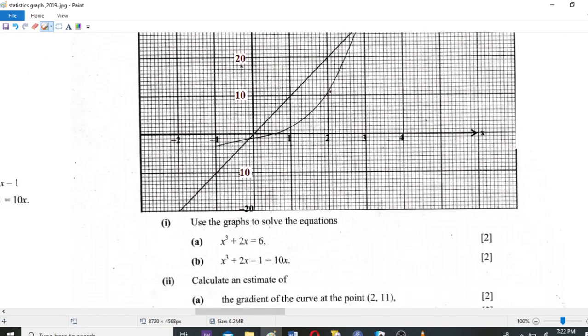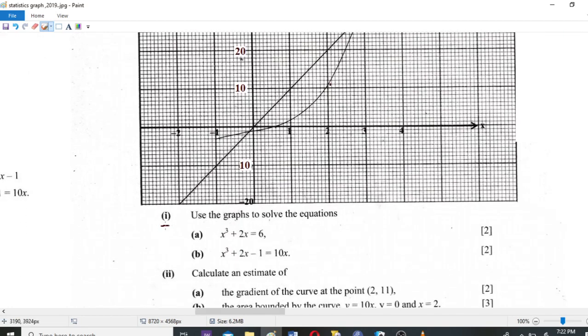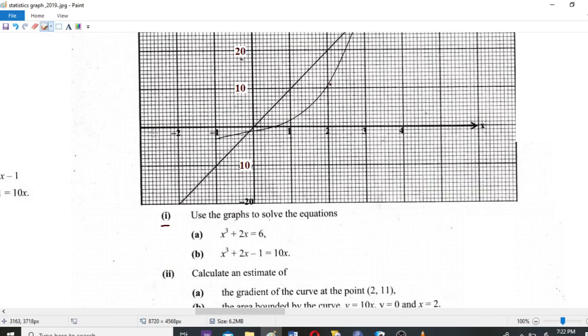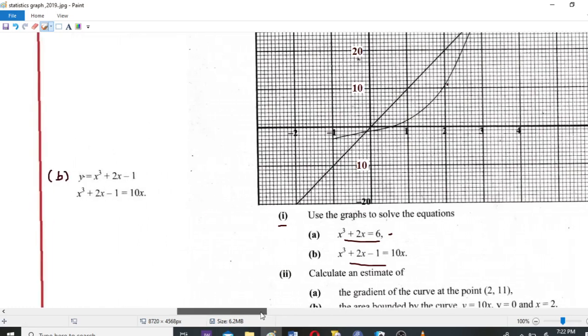So the first question that we have is question 1. For question 1 we need to calculate, using the graph above, to solve the equations. So we have A, we need to solve this one, and B, we need to solve this one. Using the knowledge from the first class, the first video, the second one, we can solve this one right here.